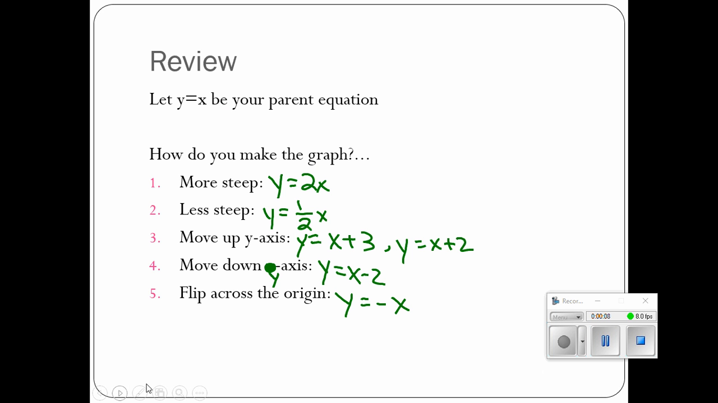We're going to learn about transformations. So we're going to use Desmos. I'm going to ask you to open Desmos, please. We're going to graph y equals x on Desmos, and we're going to transform, which transformation means we change, okay? We're going to make the line more steep, less steep, move up and down on the y, and flip across the origin. So let's try that on Desmos, please.